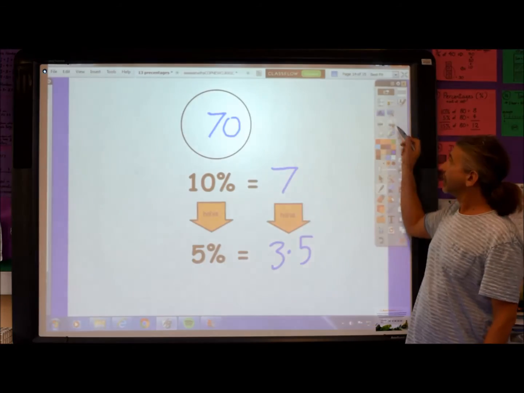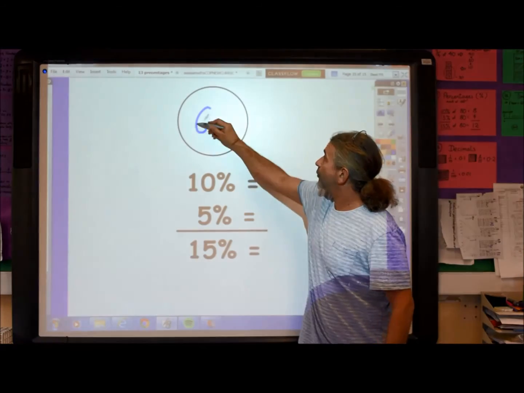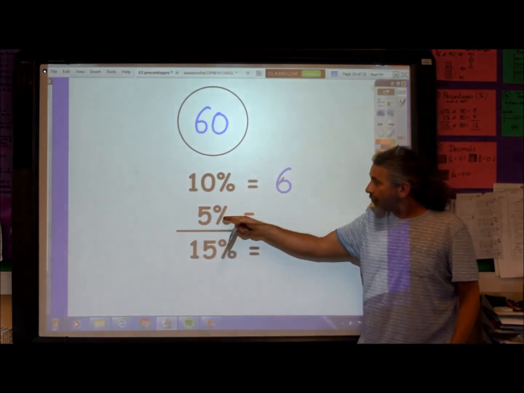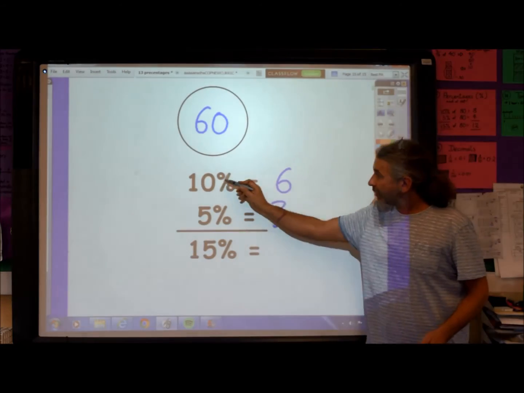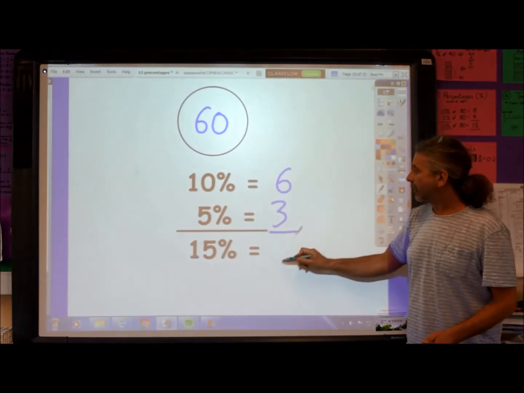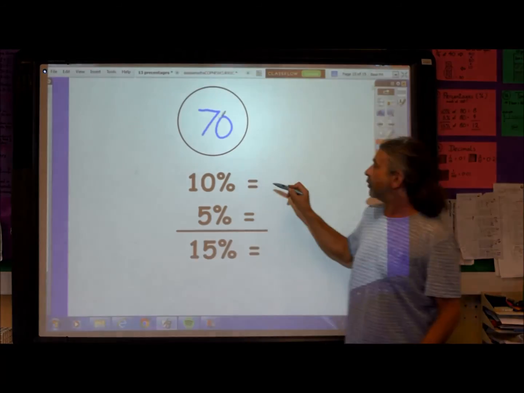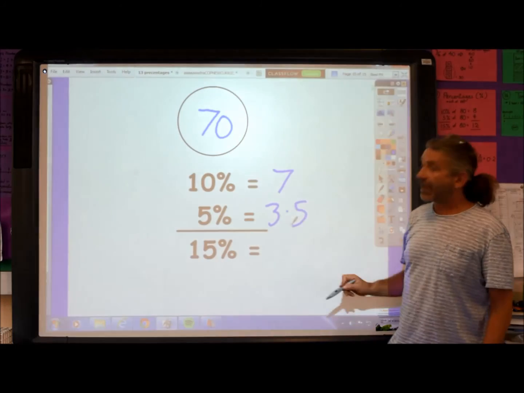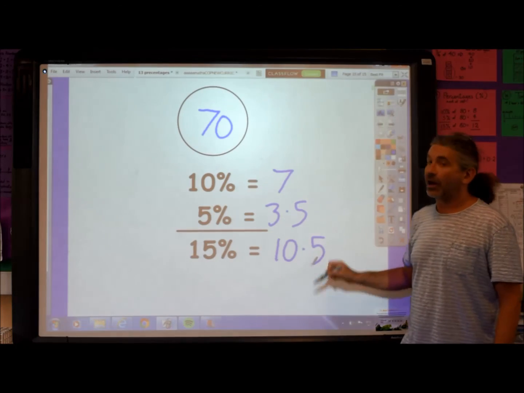The final thing I'm going to show you today is how to find 15%. And again, if we start with 60, 10% will be 6. Halve that to find 5%, so half of 6 is 3. And add 10 and 5% together to make 15%. Add 6 and 3 together to make 9. Once more with 70, 10% will be 7, 5% will be 3.5, add them together to make 15%, 10.5.